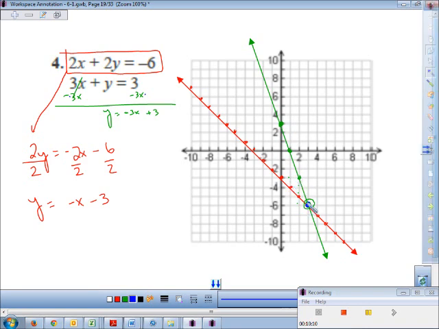And boom! I wanted to get a green dot on top of a red dot. So I got that right there, meaning that there is one solution to this puppy. And it is at this particular ordered pair of 3, negative 6.